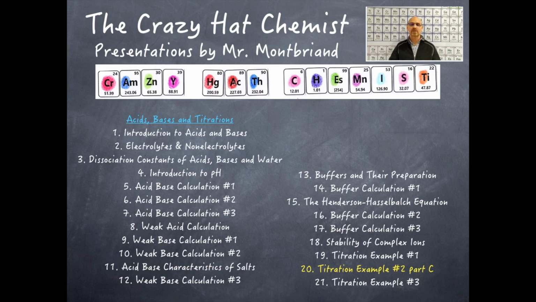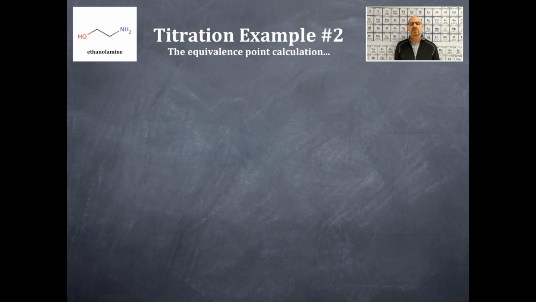So here we go with another video on acids, bases, and titrations. This is the second example, and it is part C of this second example. We're doing the equivalence point calculation. This equivalence point calculation is the most complicated of all the calculation parts on an acid-base titration problem. Okay, so equivalence point calculation, here we go.